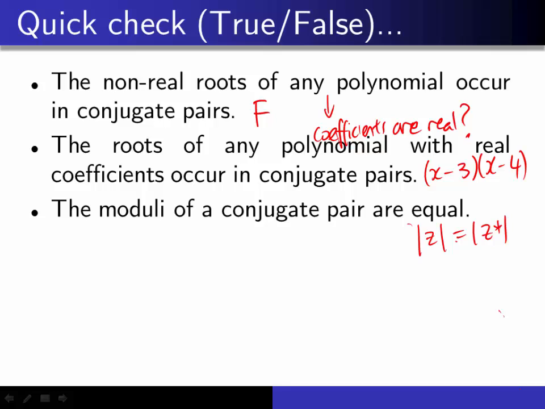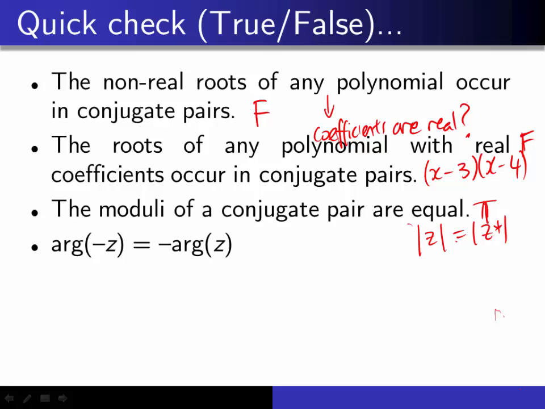True or false? How do the conjugate pair appear geometrically in the Argand diagram? Turn back to your relevant page. They are reflections of each other about the real axis, right? So what does it mean by modulus? Modulus is the distance from the origin to the point representing a complex number, right? So are they going to be the same? Yes. Okay, so this is true. Statement 3 is true. Statement 2 is false. Okay, next.